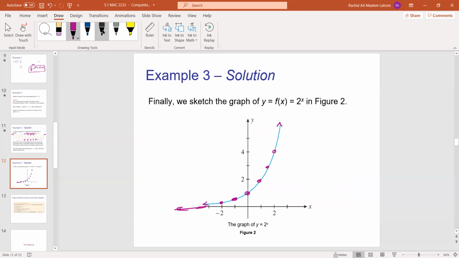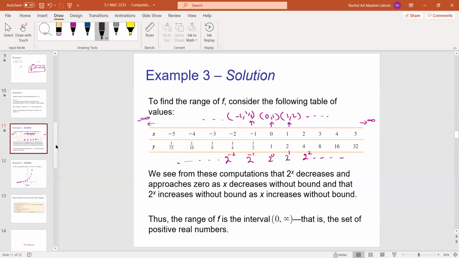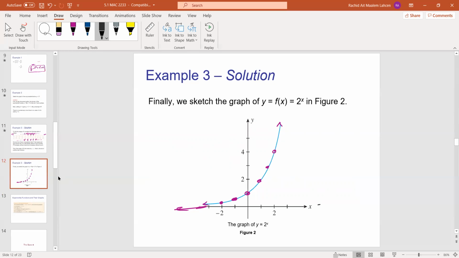So you can notice something about the graph: it doesn't matter how you decrease this number, it's 1 over 32, 1 over 16, it's not going to become 0. So it happens that this is going to become a horizontal asymptote here.